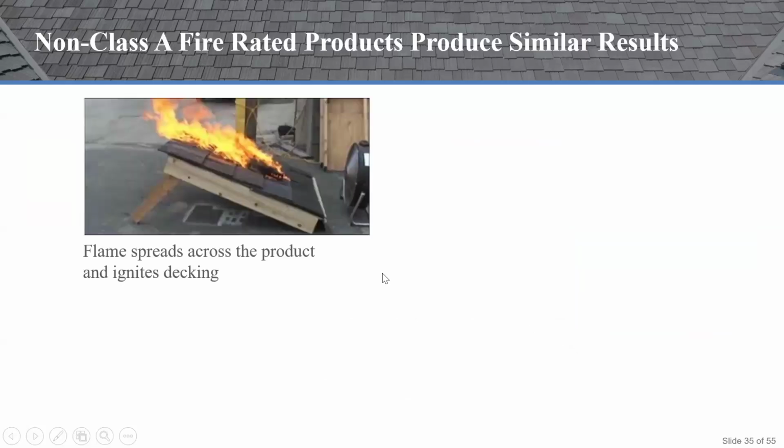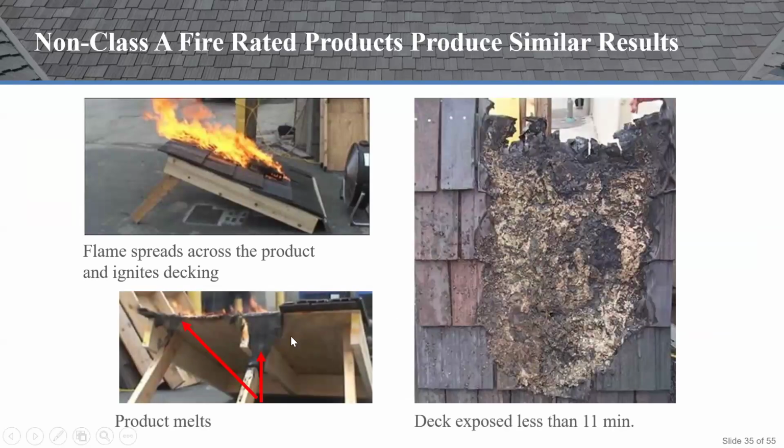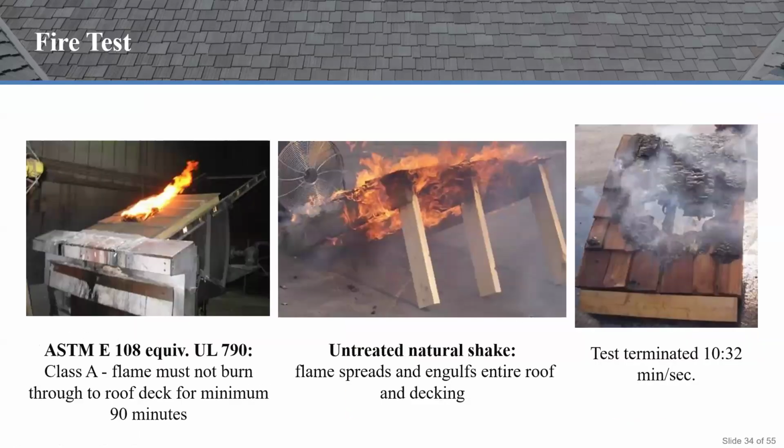Where non-class A products, the flame's going to spread across the roof deck, it's going to ignite the decking, and your chances of extinguishing a fire with a non-class A product are much, much lower than with a class A. Okay. You see products start to melt, and within 10 minutes you have issues. Okay. I think I missed a slide here somehow. Sorry about that.